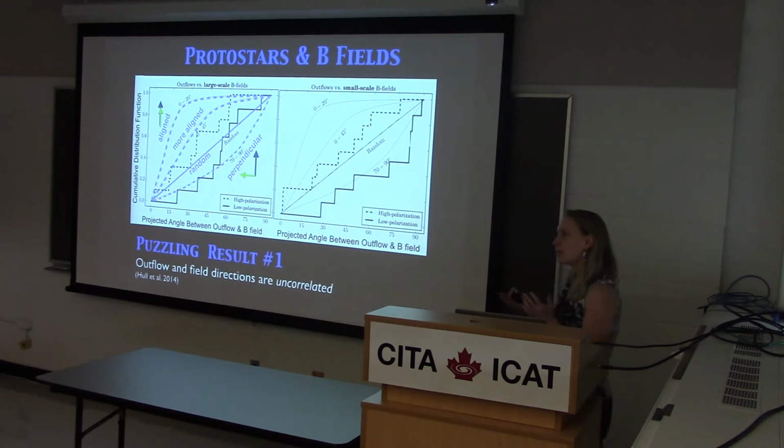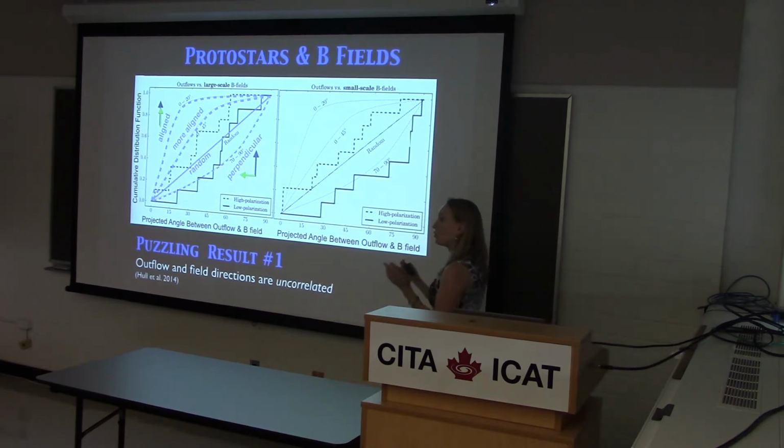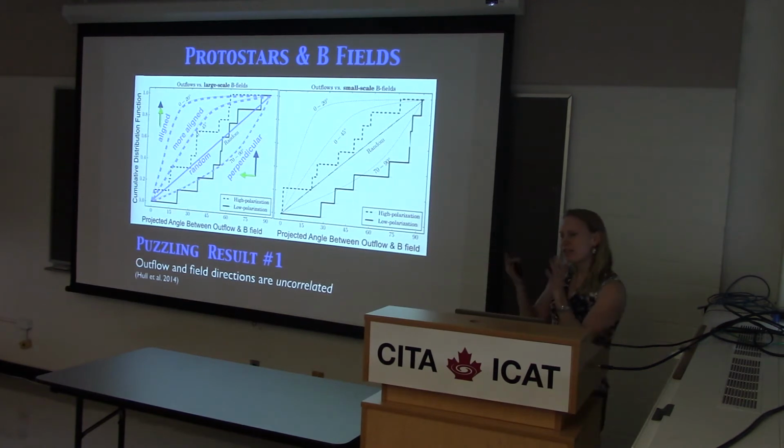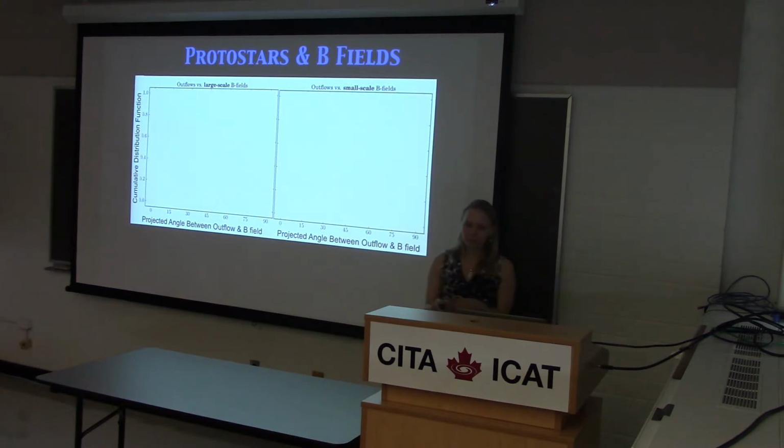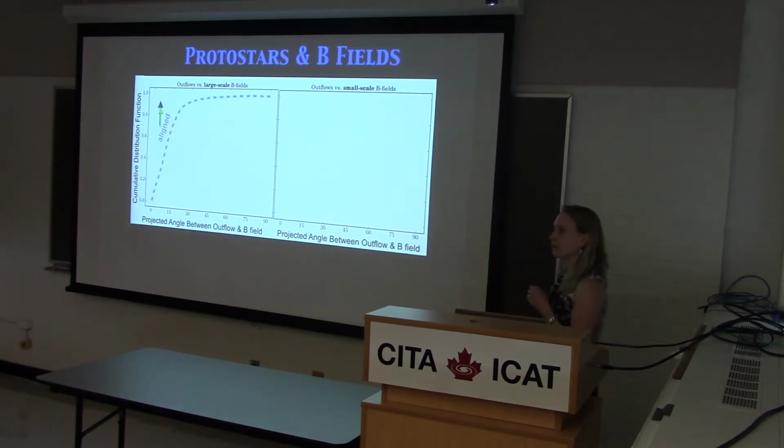And this is puzzling in part because we know that these outflows are launched in some sense by the magnetic field. So what is going on at these kind of intermediate scales, on the core scales, where we're getting this total misalignment? Well, obviously you also care about the angle. Yes, and that's going to play a part here.